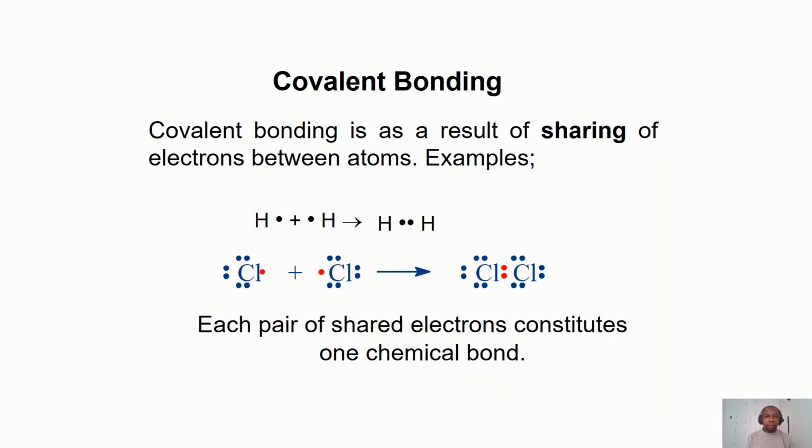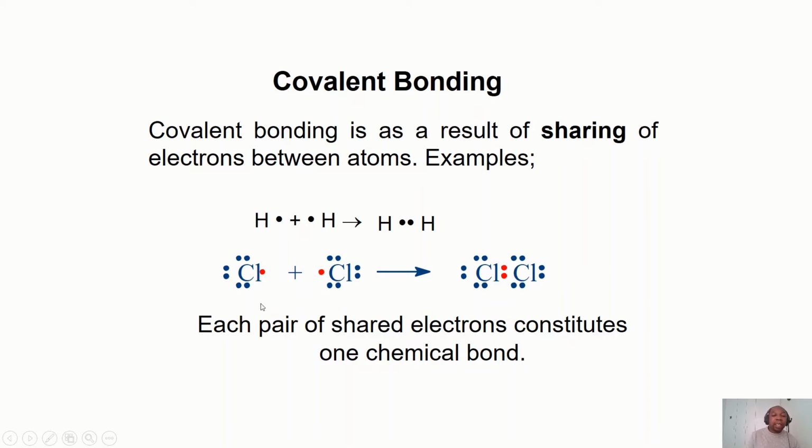Covalent bonding. Covalent bonding is a result of sharing of electrons between atoms. So this is not about transfer. This is about sharing of electrons. For example, we have hydrogen coming together. Hydrogen has one electron. This also has one electron. So the two of them are going to come together to form the bond. You can see we have a pair of electrons here, which can easily form the bond between the two hydrogen atoms.